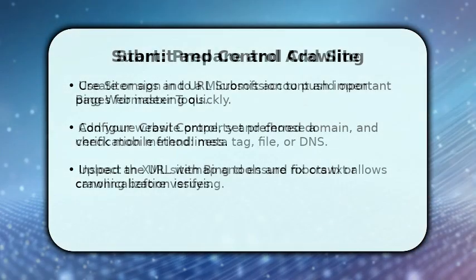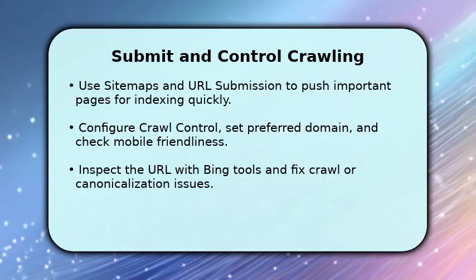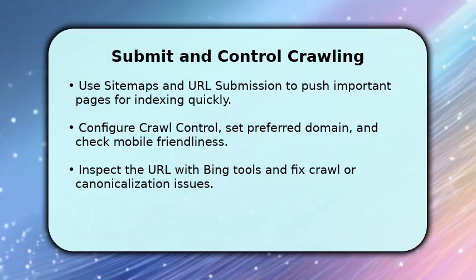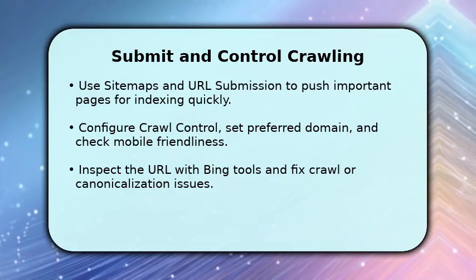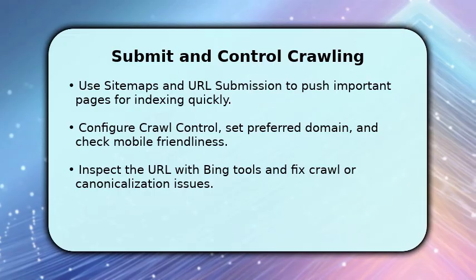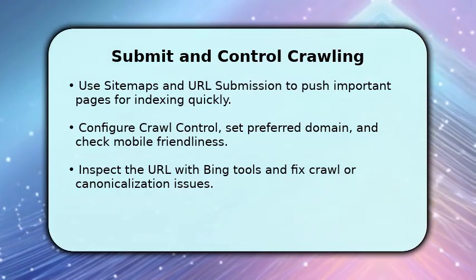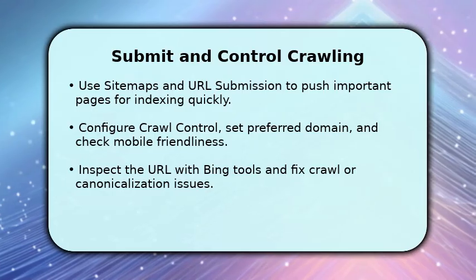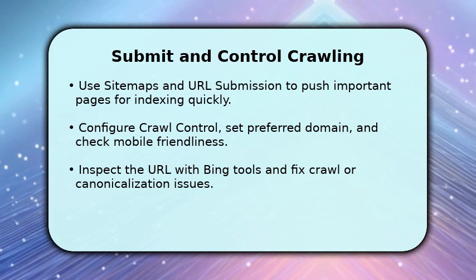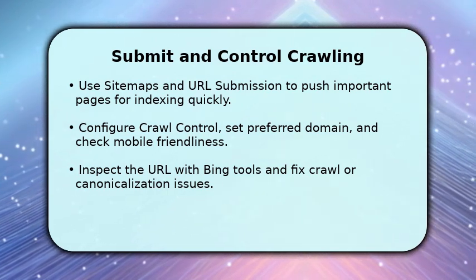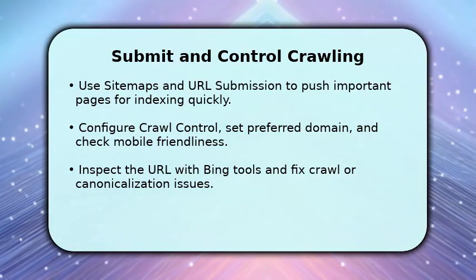Before moving on to submission, now you push content and manage how Bing visits your site. Submit your sitemap in the Sitemaps section, then use the Submit URLs feature for priority pages. This speeds index consideration. Configure crawl control to limit or prioritize fetches if your server is sensitive, and set the preferred domain to avoid duplicate content. Use the URL inspection tool to view crawl status and errors. When you see issues, repair canonical tags, redirects, or mobile rendering so Bing can index pages reliably.